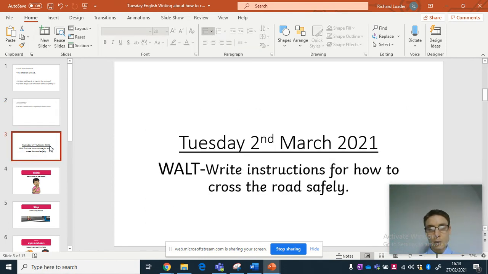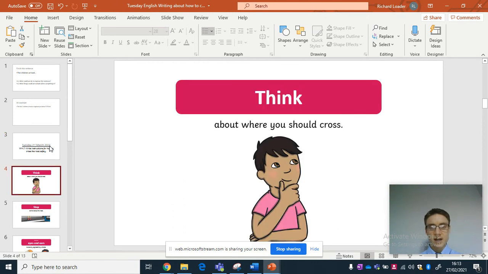So our WALT for today, we are learning to write instructions for how to cross the road safely. Now let's just go through the important steps for crossing the road. So we've got first, think about where you should cross, and remember what I said. We said don't cross behind a lorry, don't cross in between cars, cross somewhere where it is clear.